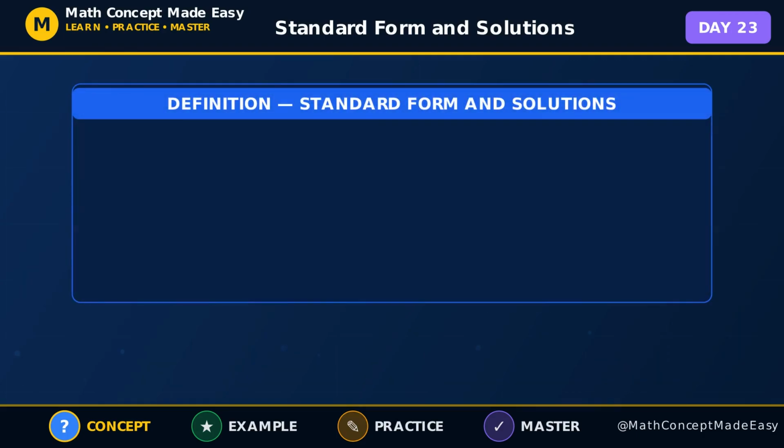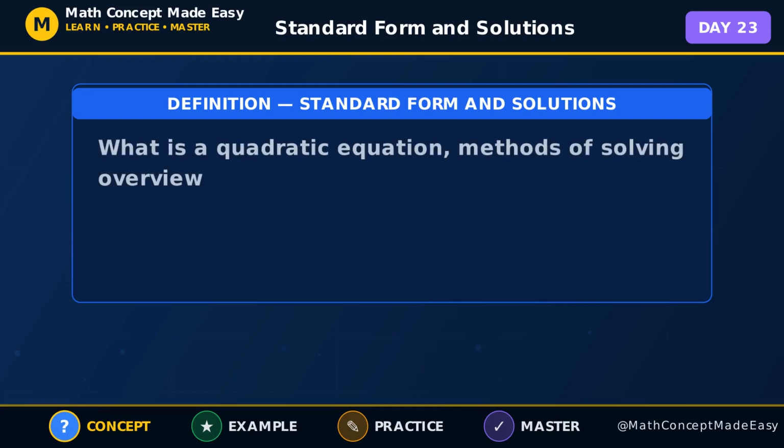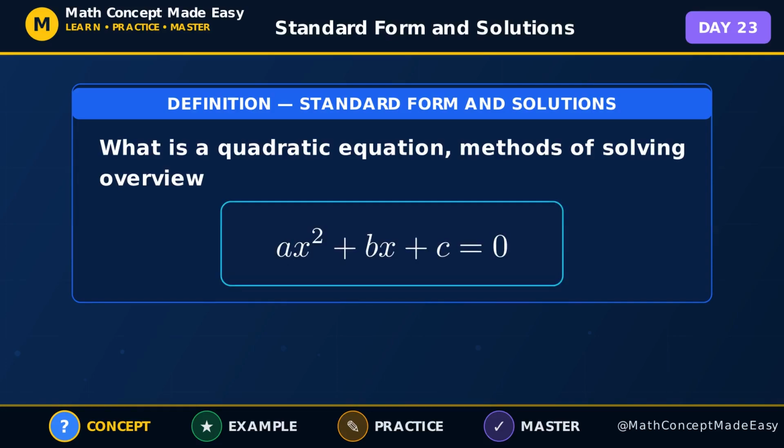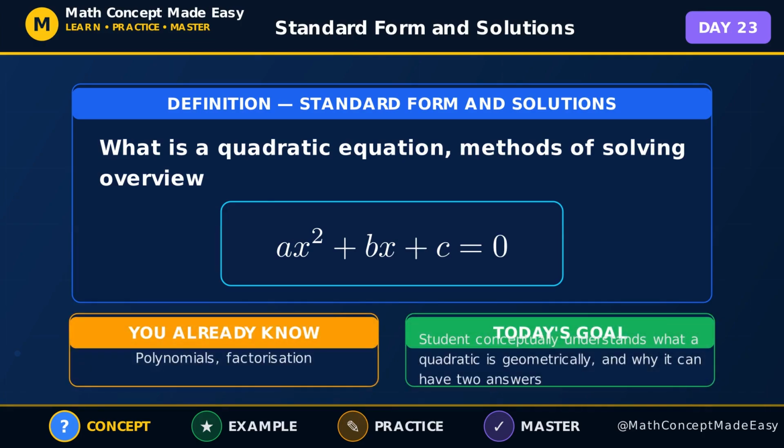Now we are ready to say this precisely, the way mathematicians do. Here is our focus for today. What is a quadratic equation? Methods of solving overview. In symbols, we write it as ax squared plus bx plus c equals 0. Every word of that definition matters, so read it slowly. You already know polynomials and factorisation. This definition simply builds on those familiar ideas.